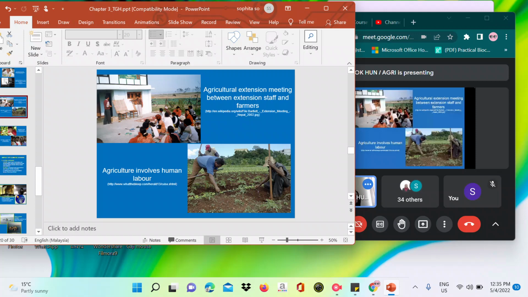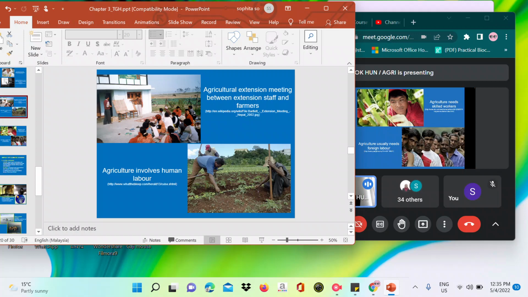As usual, we can see that one person cannot handle everything. You need someone to do the routine work for you. So this is how the labor comes in. And for this, they also need skilled workers. For certain things you need a very skilled worker, such as how to prune the tree, how to do grafting. It's not something just anyone can do. You have to learn, and have the skill and experience to do that. So you need skilled workers, and also foreign labor, helping the farm to run its operations and so on.